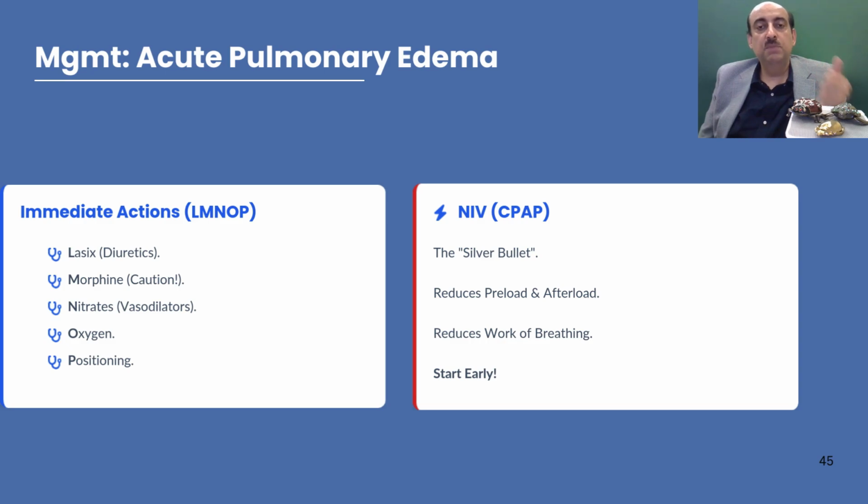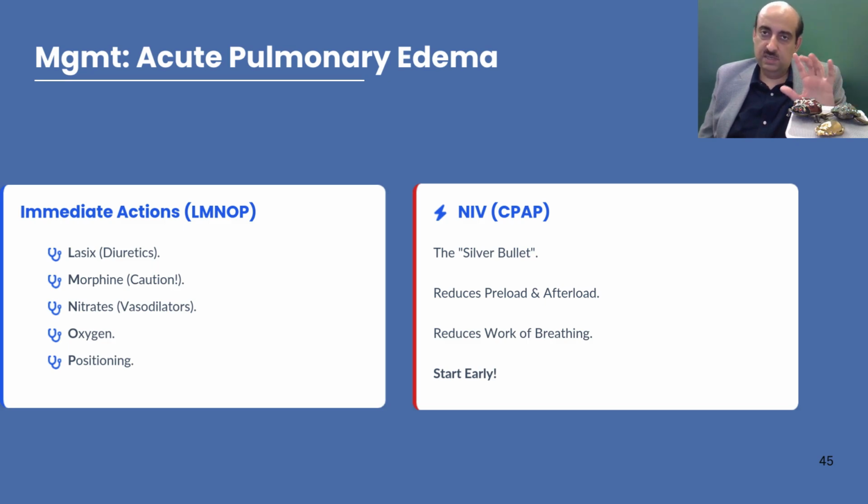Management of acute pulmonary edema, after ABCDE and OMIV, the specific actions are indicated by a nice mnemonic, LMNOP. The first 3 are pharmacological, and then oxygen and positioning. In terms of pharmacological, L is for Lasix, which is furosemide. It's a diuretic, but the immediate effect is venodilatation, reduced preload, and hence better oxygenation, and the fluid is sucked into the pulmonary vasculature from the alveoli.